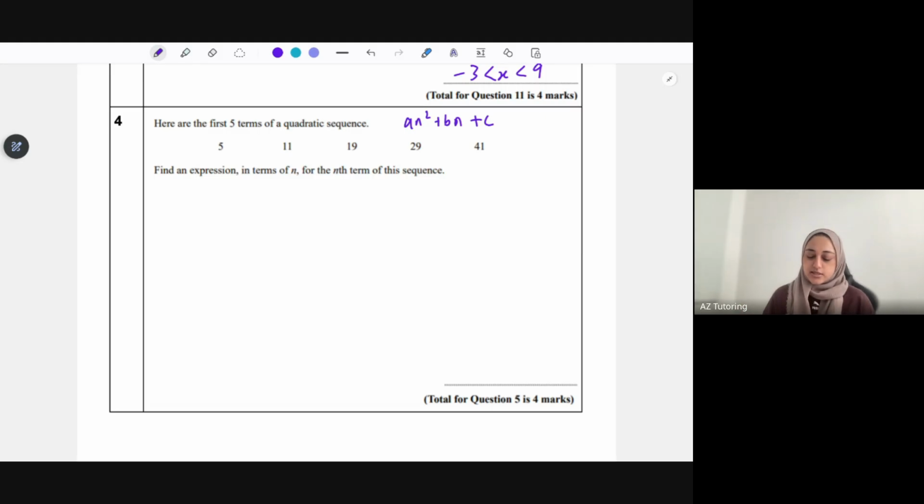So let's have a look at this example. How do we tackle it? So there's a few different methods to do this. You might have learned a different one in school, but I'll show you the one that I do. Let me write them down.